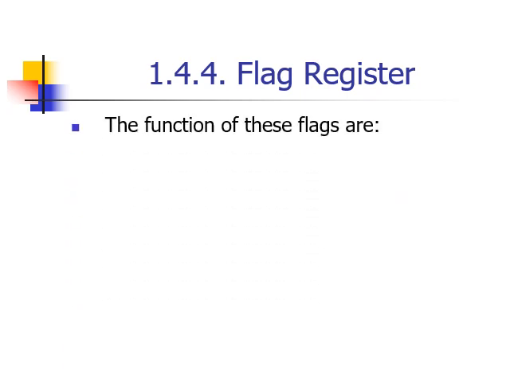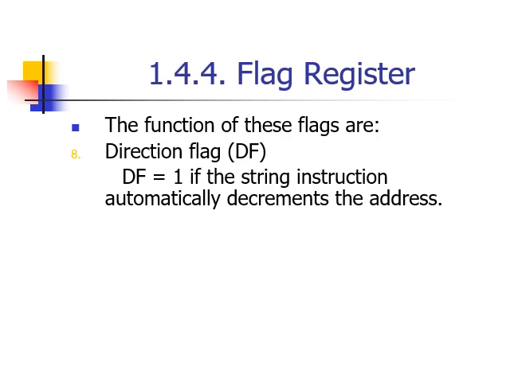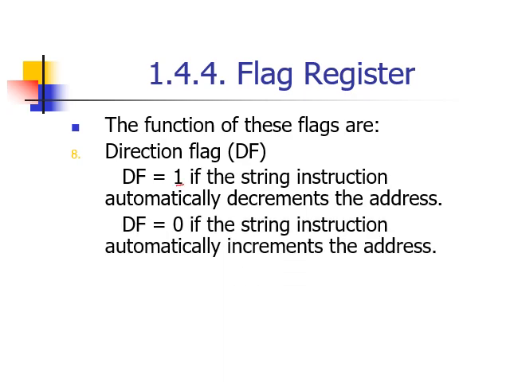The direction flag bit: if you are reading an array and you have a choice to go forward or in reverse, if DF is set, it means you will automatically decrement your address, so you go backward. If it's reset to 0, you go forward, and you automatically increment your address.